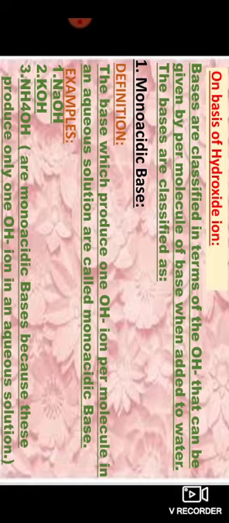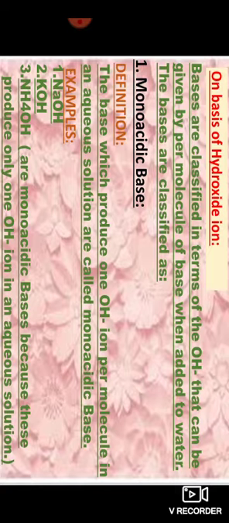Like the number one is the monoacidic base. We can define them as the base which produces one hydroxide ion per molecule in aqueous solution. It's called monoacidic base. Actually, there is a difference between the base and the alkali, but sometimes we can use the term base instead of alkali. Like here, we are using it that those bases which give one hydroxide ion per molecule in aqueous solution are called monoacidic base.